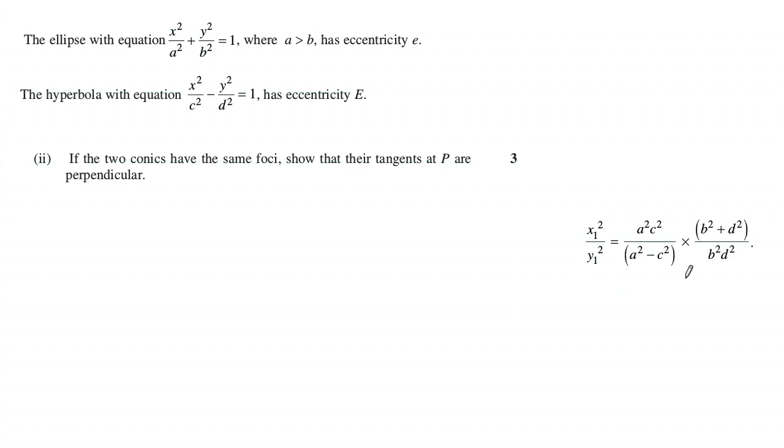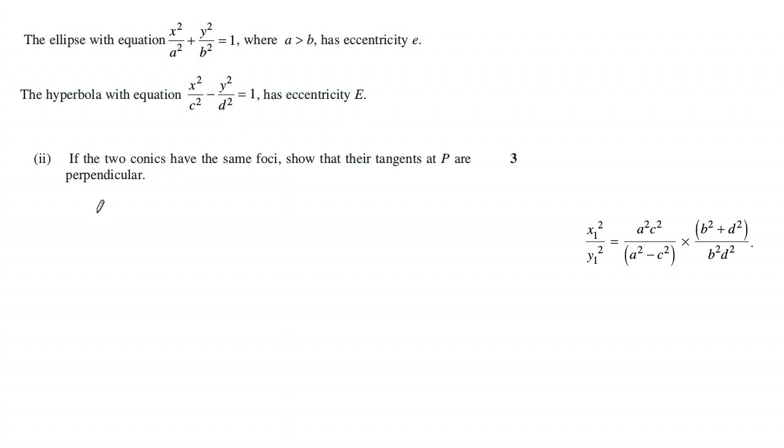I'll just put the result from part 1 there, because we're probably going to need that. Now, the plan for this one is that we work out the slopes of the tangents, and then show that they multiply together to make -1. So that'll show that they're perpendicular. So we need to differentiate these 2 equations to work out the slope of the tangent. And we also need to use the fact that they have the same foci. I'll come to that in a minute. But okay, let's start with working out the slopes of the tangents.